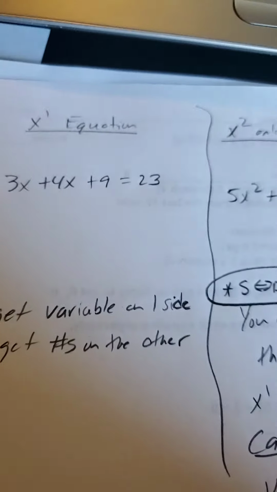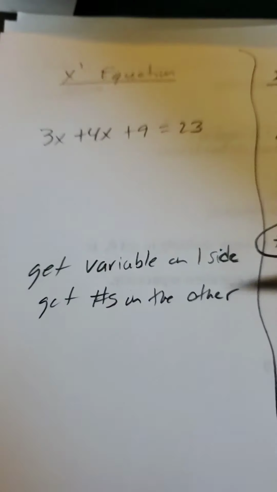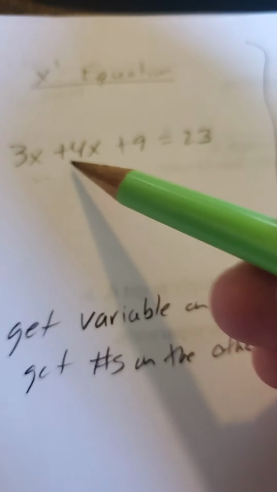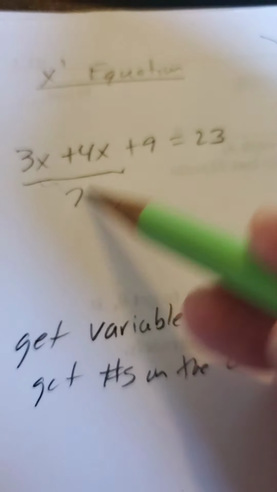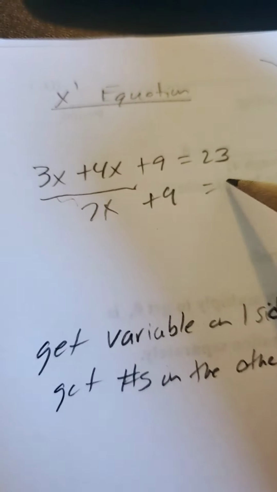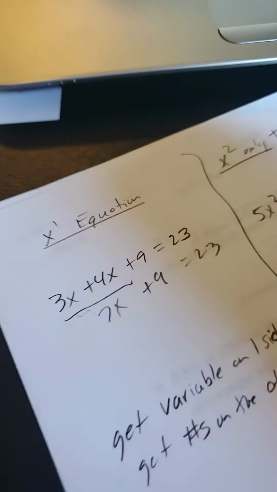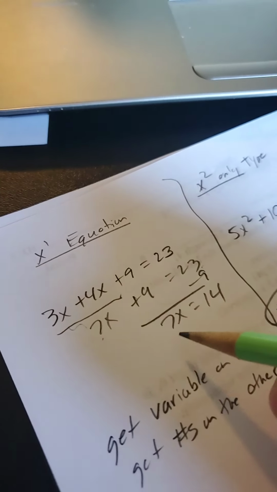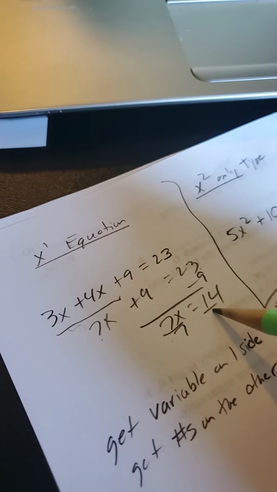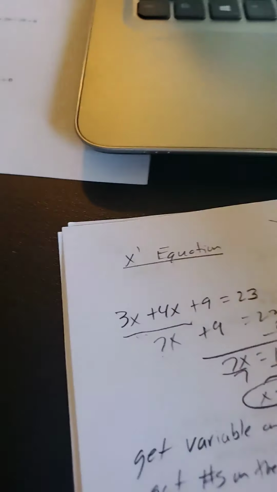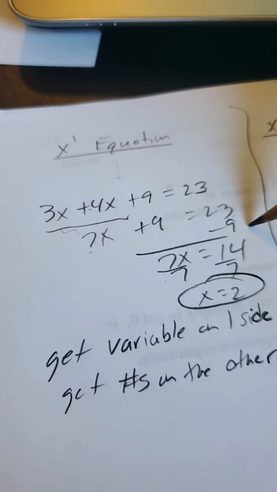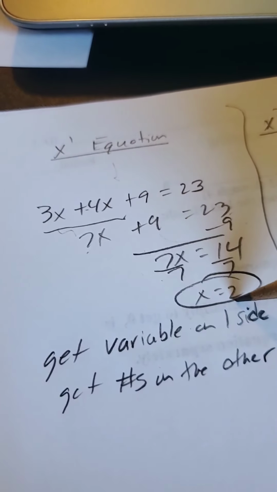This is what they've always been doing, and the strategy is get the variable on one side, get the numbers on the other. So what they've always done in this problem is combine like terms on this side, get 7x plus 9 equals 23, and then keep x over here and take the numbers to the other side. This is what students have been doing. And then now that we have the x isolated, we can get rid of the 7 and get x equals 2. So the philosophy has been get x's on one side, get numbers on the other side, and then usually your last step is divide.